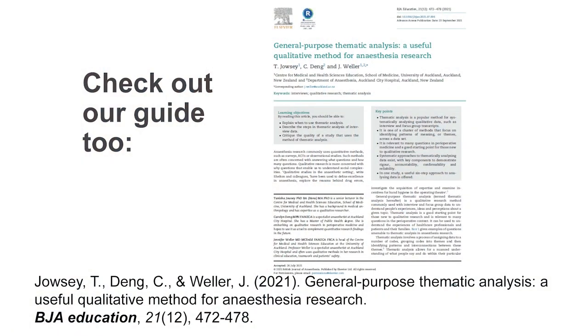Five, defining and naming these themes. Researchers develop clear definitions and concise names for each theme, capturing its essence and content. This step helps to establish a comprehensive thematic framework. And the final step is number six, producing the final report. This is where researchers analyze and interpret the themes in relation to the research question, providing rich descriptions and illustrative examples, so quotes usually. The final report presents a coherent and compelling narrative that reflects the underlying data.